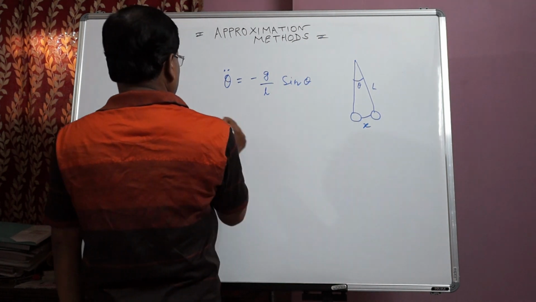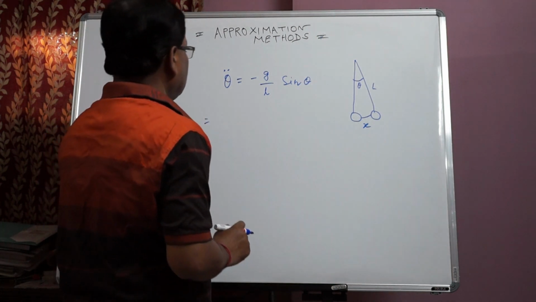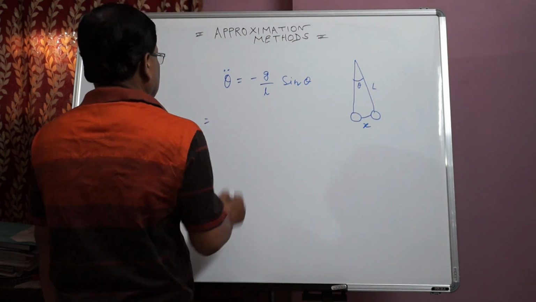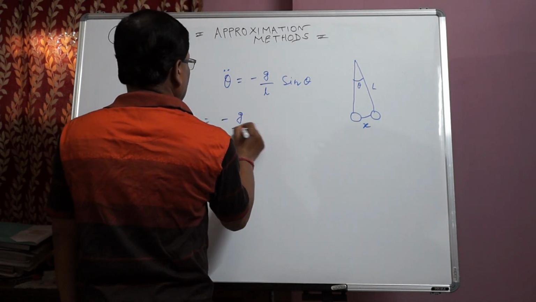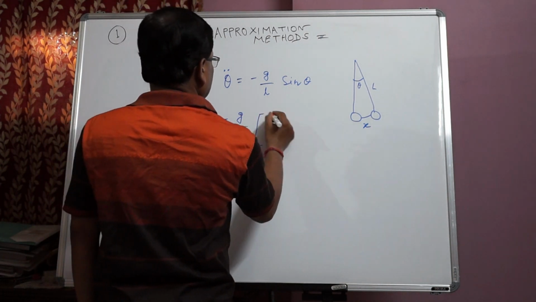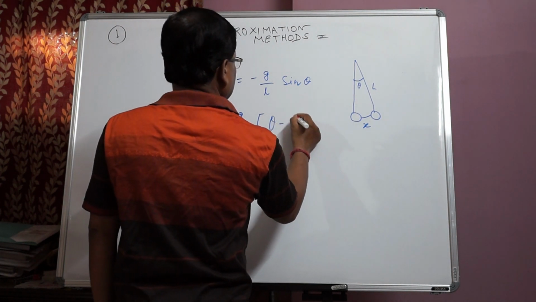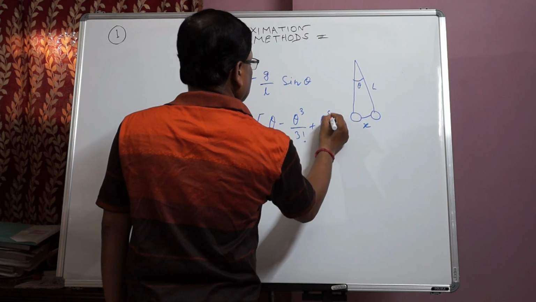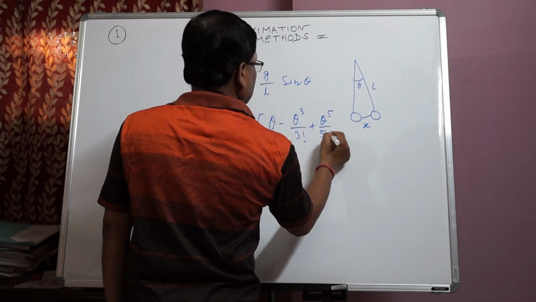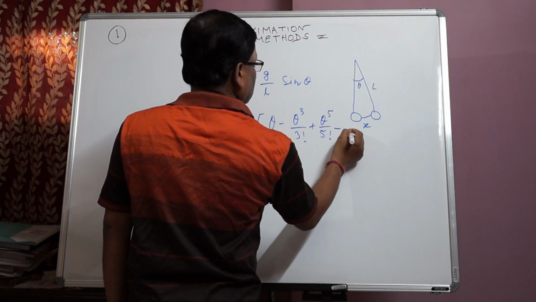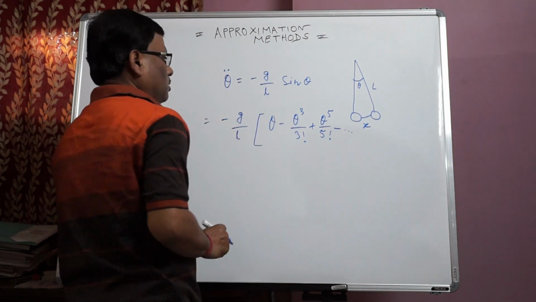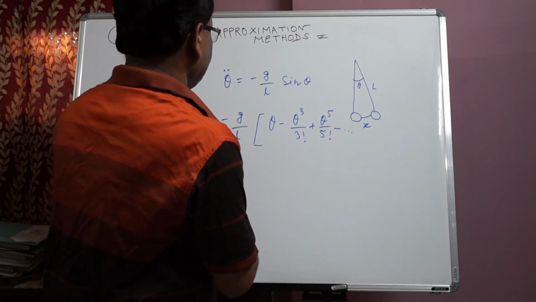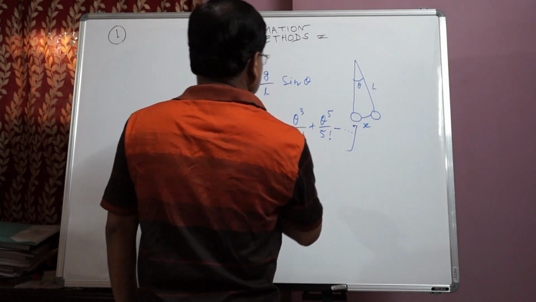Sin theta. We expand sin theta in Taylor series expansion: theta minus theta cube by 3 factorial plus theta to the power 5 by 5 factorial, minus and so on.